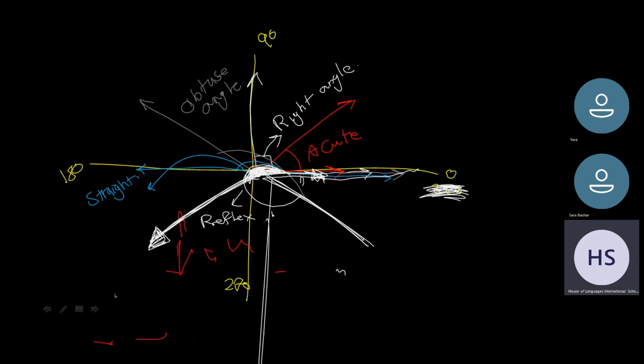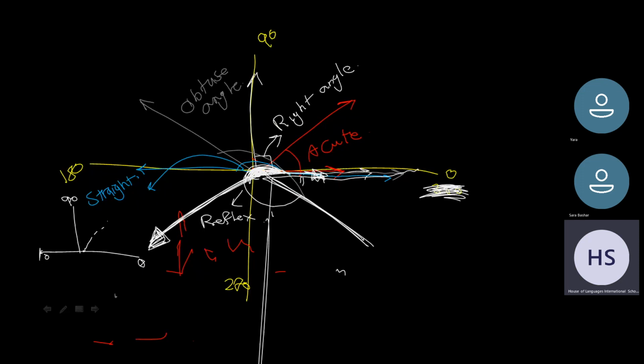Here is a line, cut and perpendicular, that means this is 90. This is 180. If the angle stops here, it is less than 90.